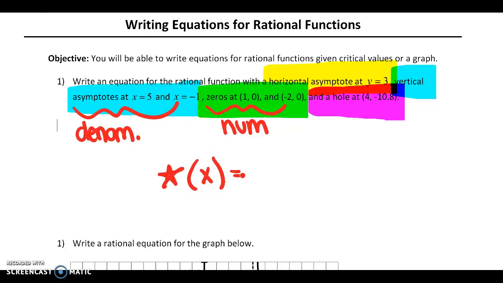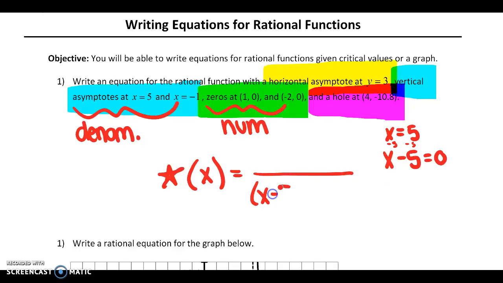Now I have vertical asymptotes at x equals 5 and x equals -1. So if x equals 5 is my asymptote, that means x minus 5 equals 0. So you subtract the 5 from both sides. And this is the factor that will go in the denominator. So I have x minus 5, and you can do the same thing for x equals -1. It'd be x plus 1.